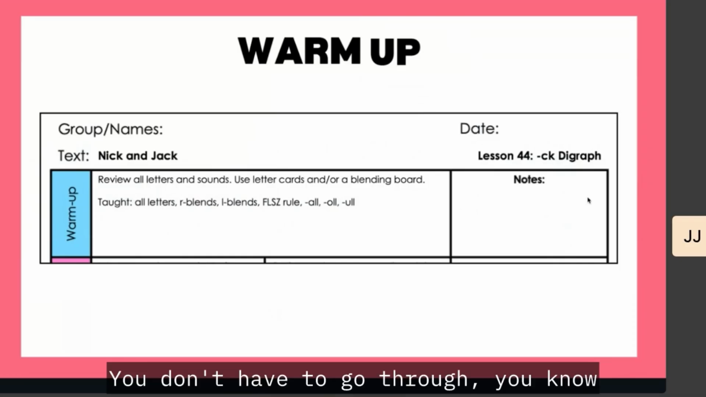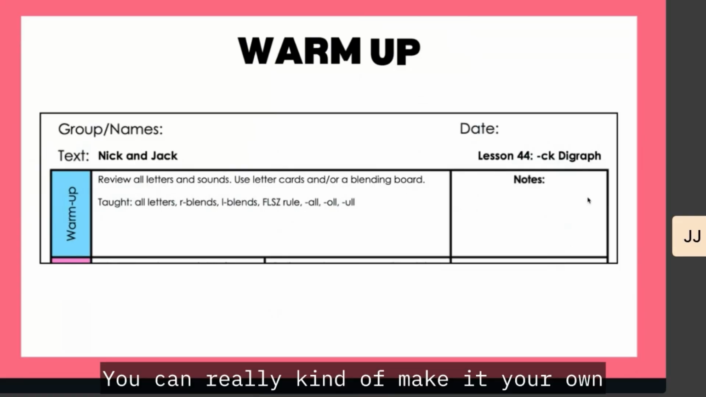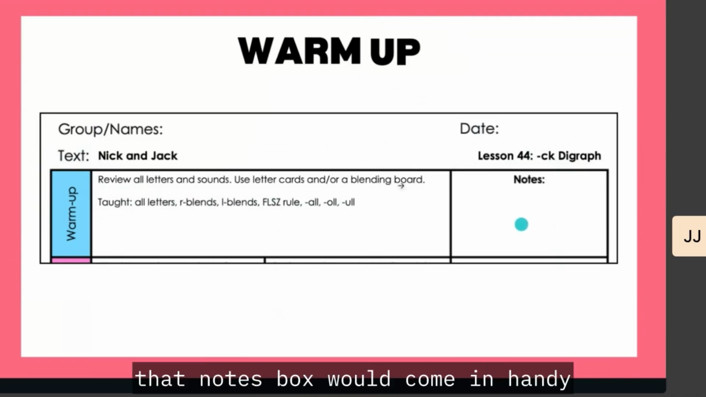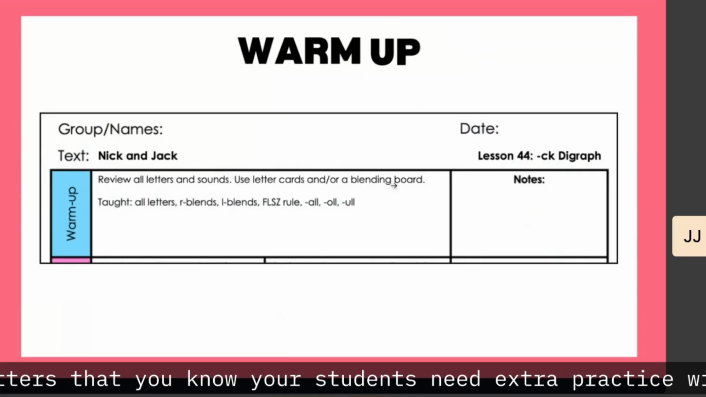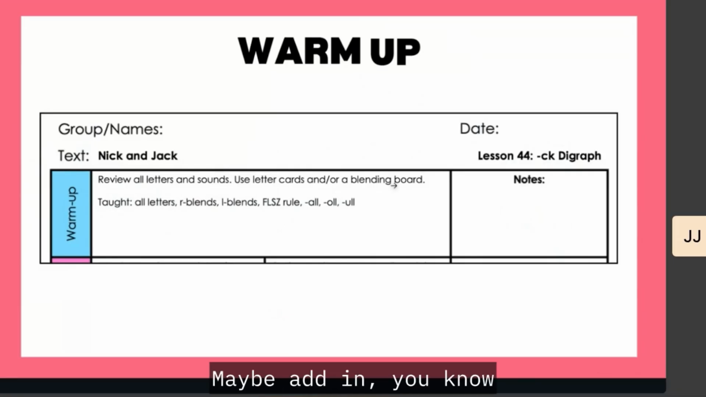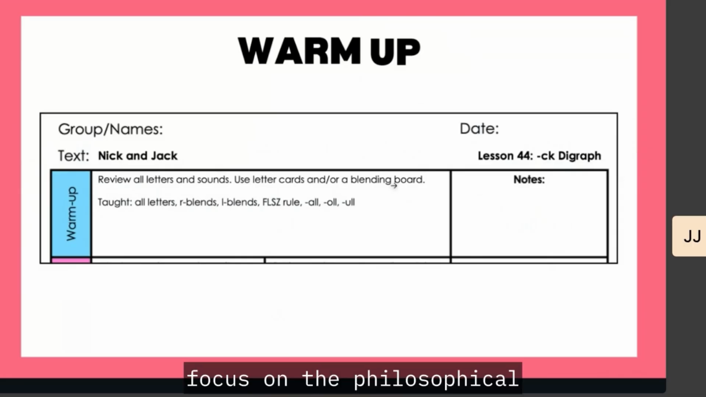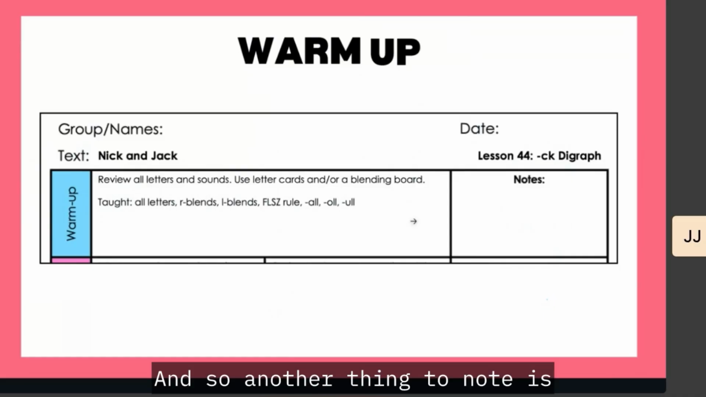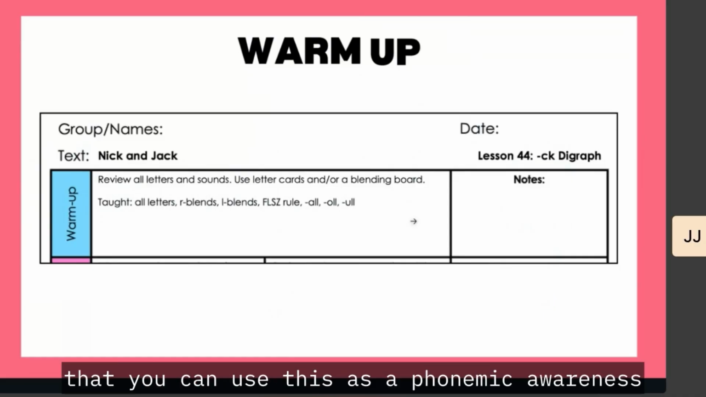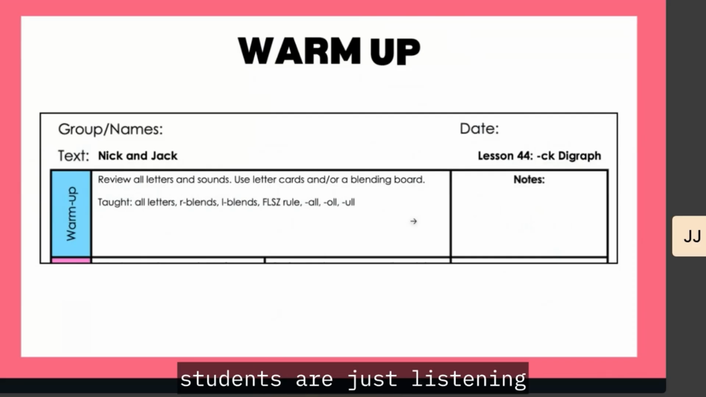You don't have to go through all of the letters and all the R blends and all these words. You can make it your own. This is where that notes box would come in handy. Maybe you just want a handful of letters that your students need extra practice with. Maybe add in one or two words with the R blend or an L blend, or focus on the floss rule, whatever you feel your students may need to warm up with. Another thing to note is that you can use this as a phonemic awareness activity where students are just listening and giving you sounds.